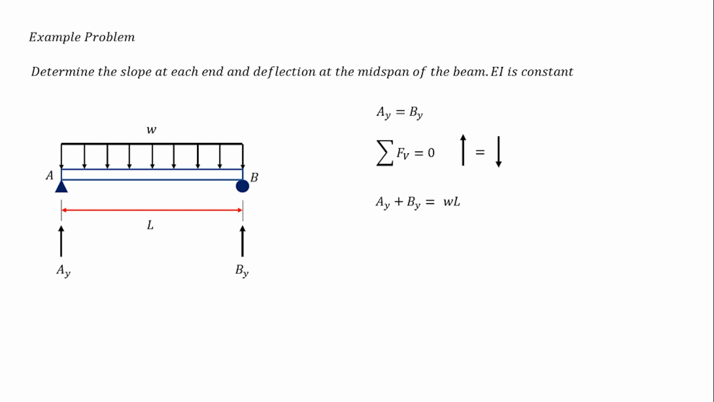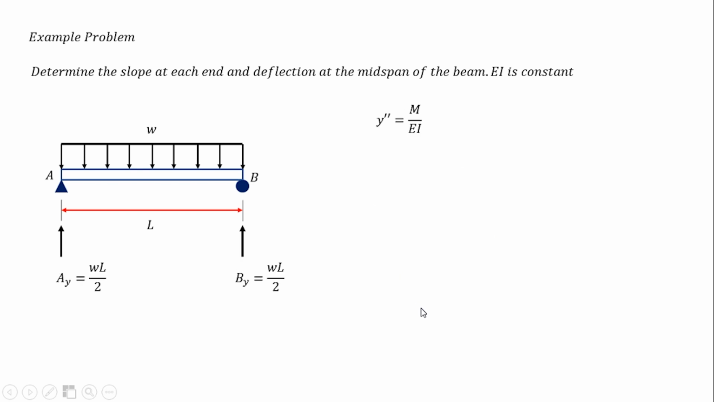So Ay equals to By. So we can say that By plus By equals to WL. So 2By is equal to WL. We can get now the value of By and Ay, that is WL all over 2. So to solve the slope and deflection, we will use this equation. So y double prime is equal to M over EI.